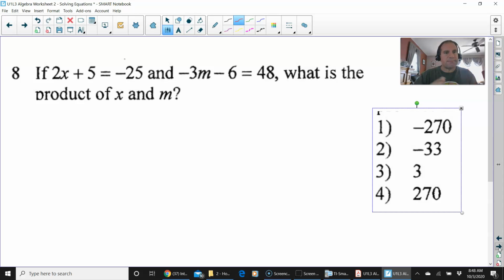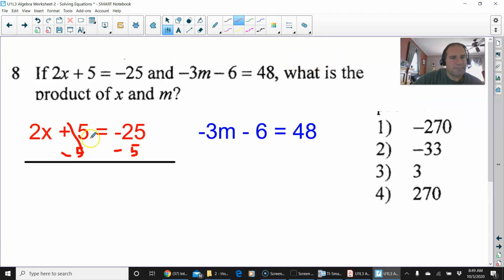Number 8, this one, a little bit of trouble here. So if 2x plus 5 equals negative 25 and negative 3m minus 6 equals 48, what is the product of x and m? So you're going to solve for x for this equation, and you're going to solve for m for this equation. So I split them up. This is 2x plus 5 equals negative 25. I subtracted 5 on both sides. I get 2x equals negative 30. The last step, that's a one-step equation, and that last step is to divide by 2 on both sides. X equals negative 15.